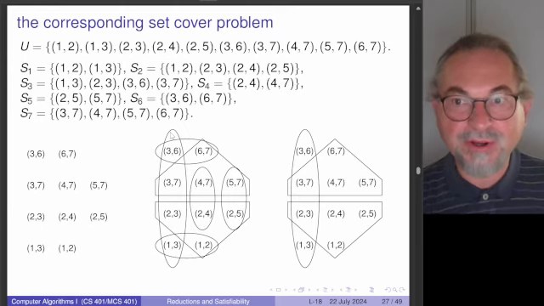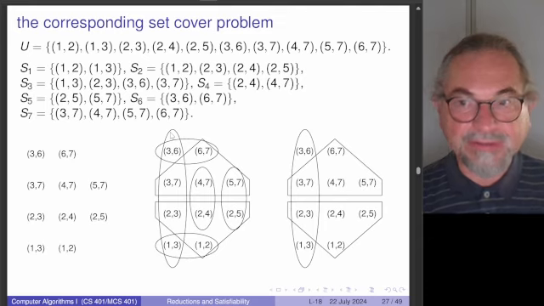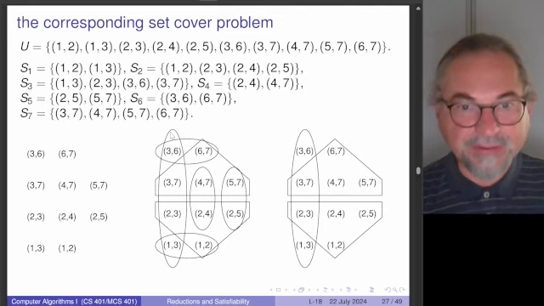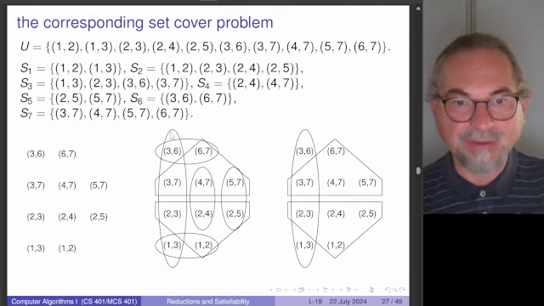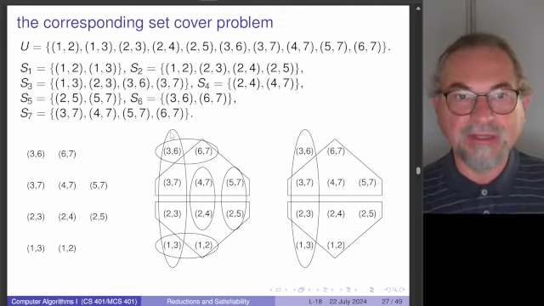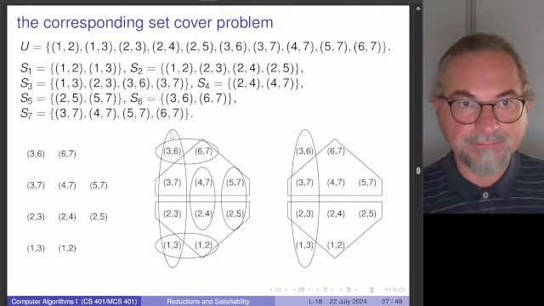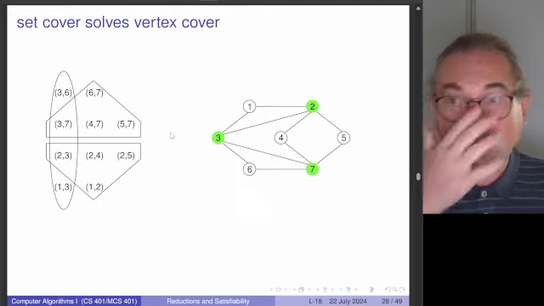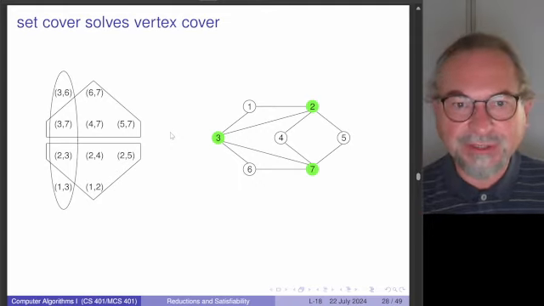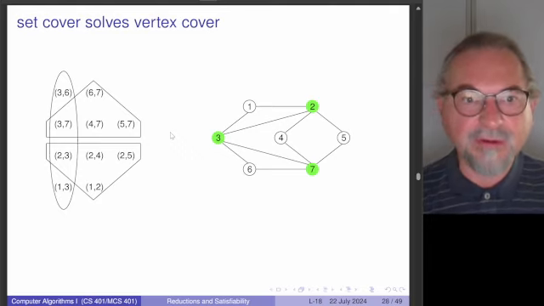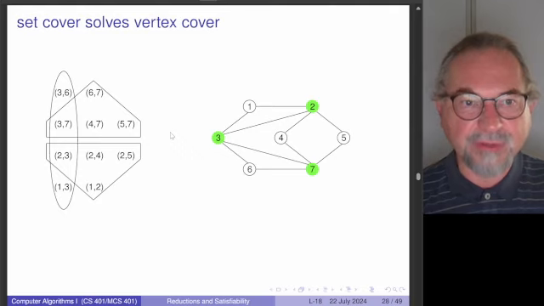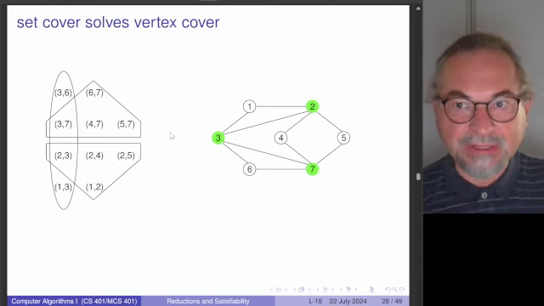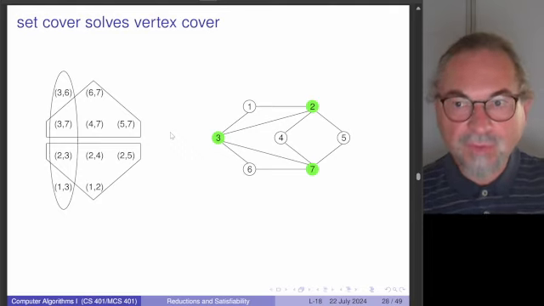So if we have a collection of subsets, the question is, can we cover all the edges? How many subsets do we need? Well, it turns out that we need 3. And the number 3 was also the number of vertices that actually covered the graph. You can see there is a one-to-one correspondence with the set cover. We have the sets that cover all the edges.